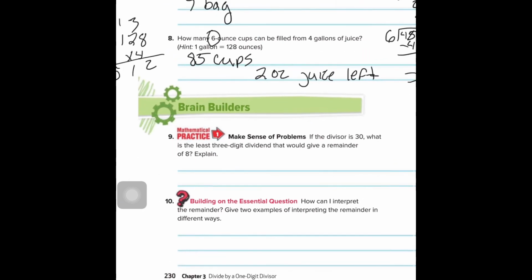So at the party, you can fill 85 cups perfectly. Everybody will have the same amount, and you're going to have 2 ounces of juice left. And you can't put it in another cup because somebody will complain that their cup isn't full. So that's why you just say you have 2 ounces of juice left.